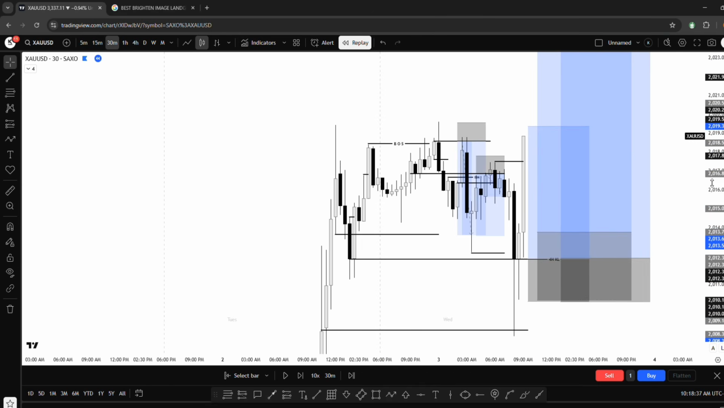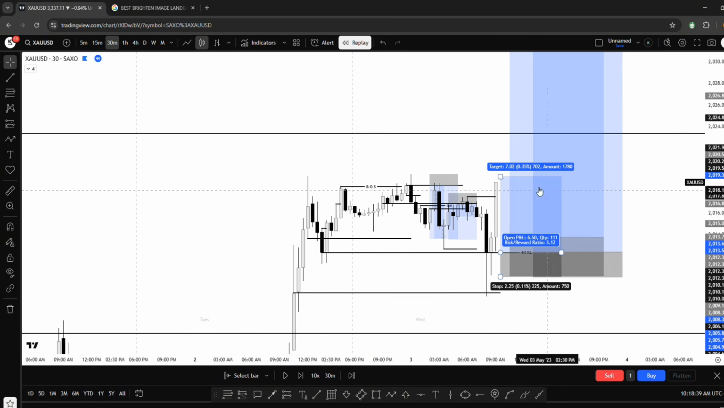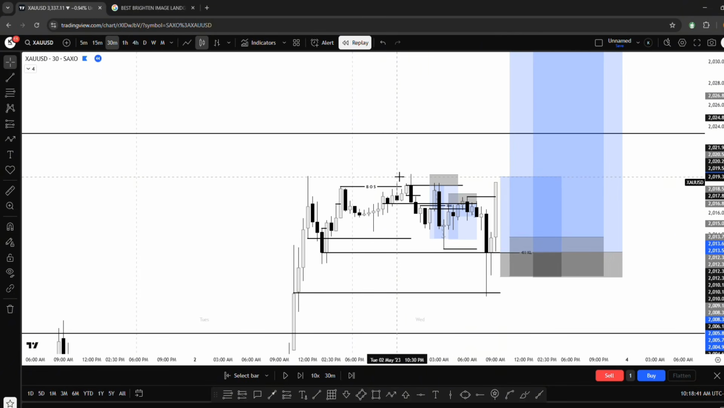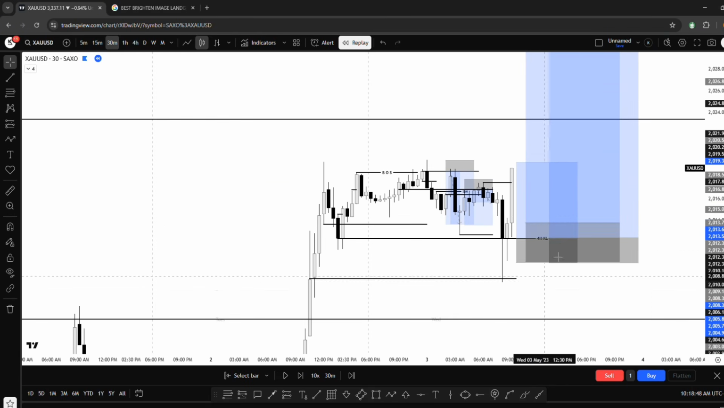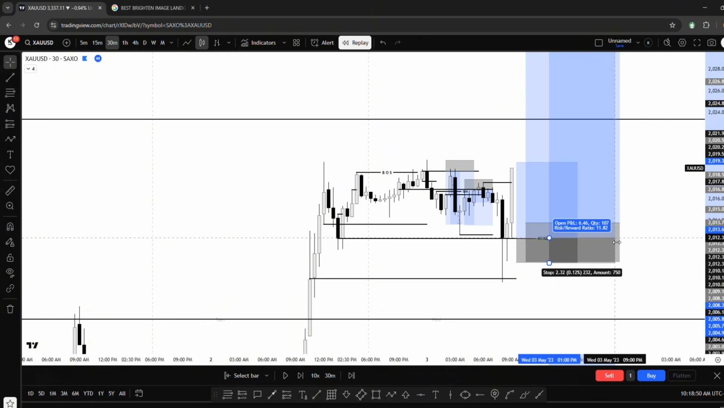So in cases like this, remember, you just have to take partials. This is, of course, a liquidity high, so price can just decide to take this and continue to the downside. So that's why you just have to take partials.